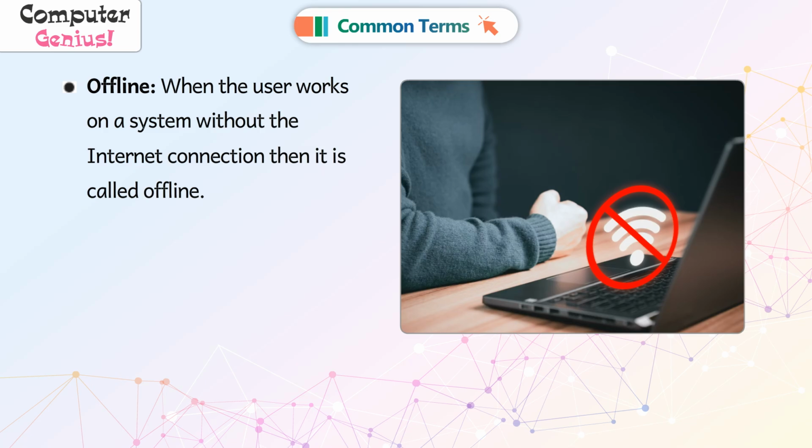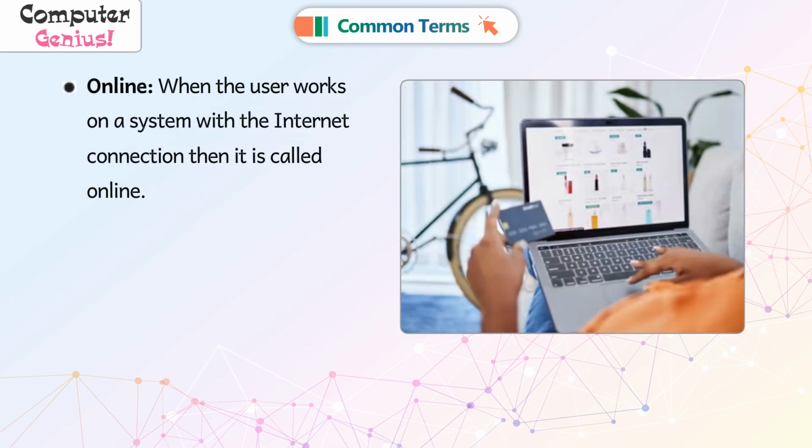Offline. When the user works on a system without the internet connection, then it is called offline. Online. When the user works on a system with the internet connection, then it is called online.